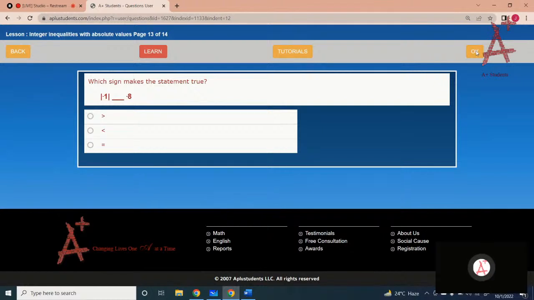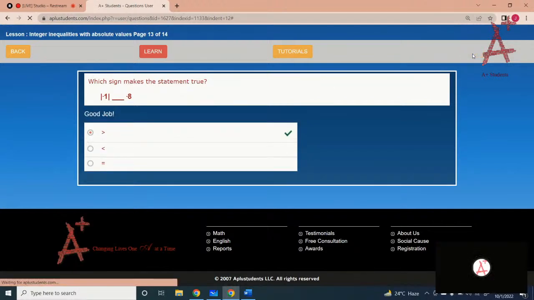Okay, absolute value of negative 1 and negative 8. Absolute value of negative 1 is 1, and you have to compare 1 with negative 8. So 1 is greater than negative 8 because positive numbers are always greater than the negative numbers.